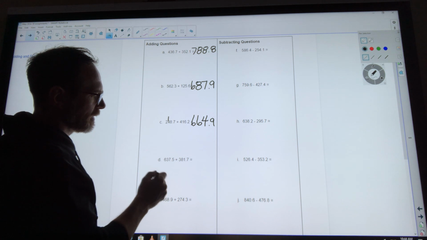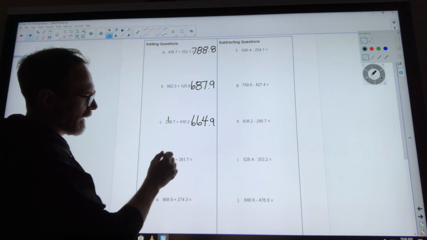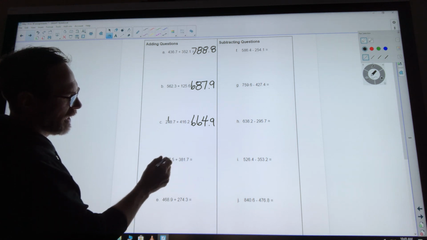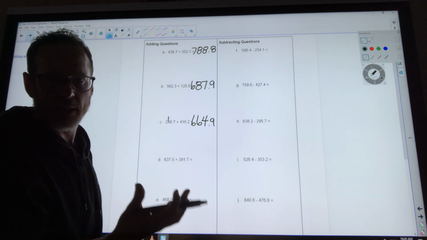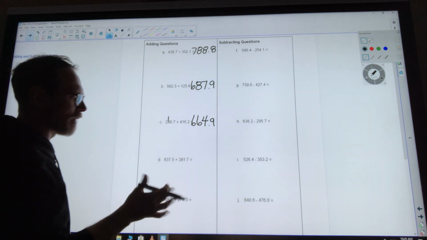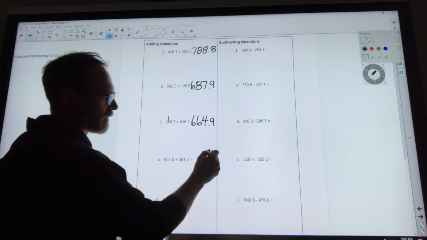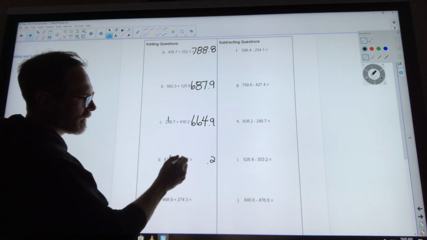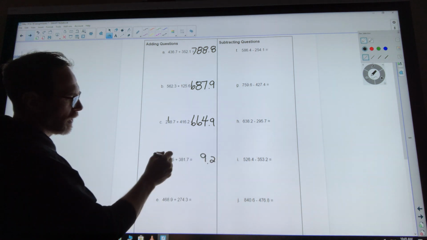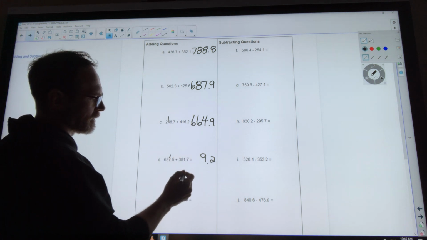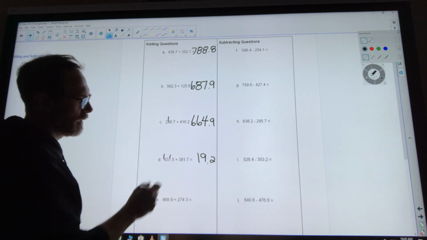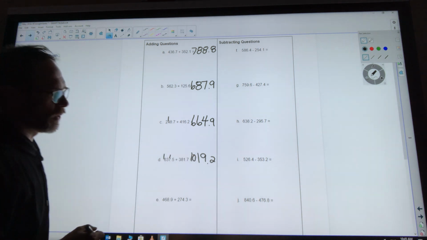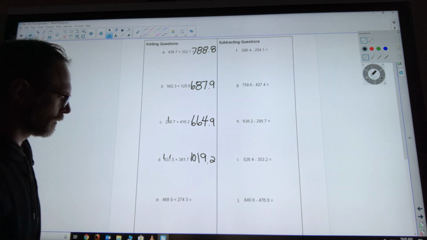637.5 plus 381.7. I think my answer is going to be pretty close to 1,000. I have 600 plus 300 is 900 here. And 30 plus 80, that's going to get me into the next 100. So I think it's going to be around 1,000. 5 and 7 is 12, so I'm going to carry the 1. Put my decimal here. 8 and 1 is 9. 30 plus 80, well 3 plus 8 is 11, so I'm going to put a 1 here and carry the 1. And then 100 plus 600 plus 300 is 1,000. So 1,019.2.